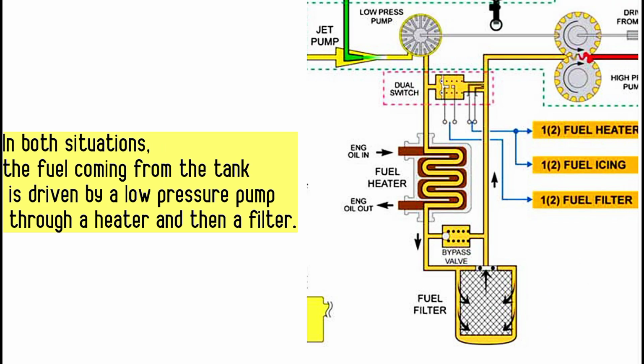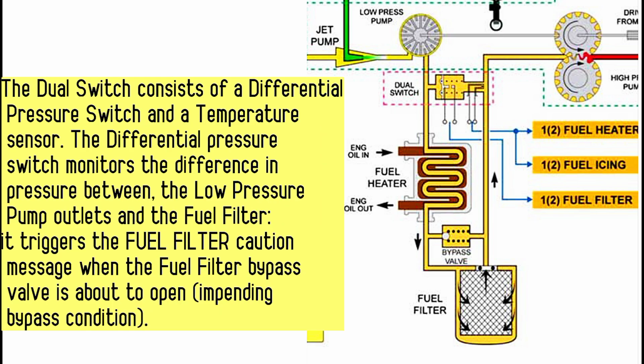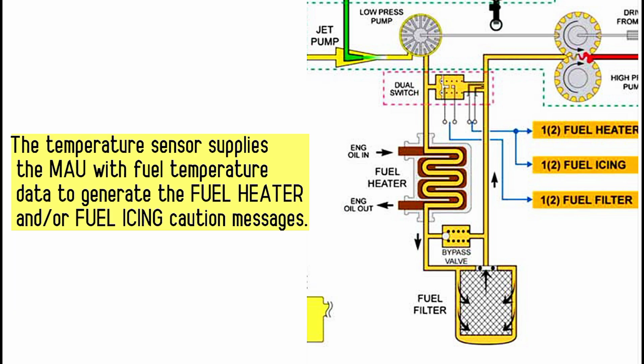In both situations, the fuel coming from the tank is driven by a low pressure pump through a heater and then a filter. The dual switch consists of a differential pressure switch and a temperature sensor. The differential pressure switch monitors the difference in pressure between the low pressure pump outlet and the fuel filter. It triggers the fuel filter caution message when the fuel filter bypass valve is about to open, an impending bypass condition. The temperature sensor supplies the MAU with fuel temperature data to generate the fuel heater and/or fuel icing caution messages.